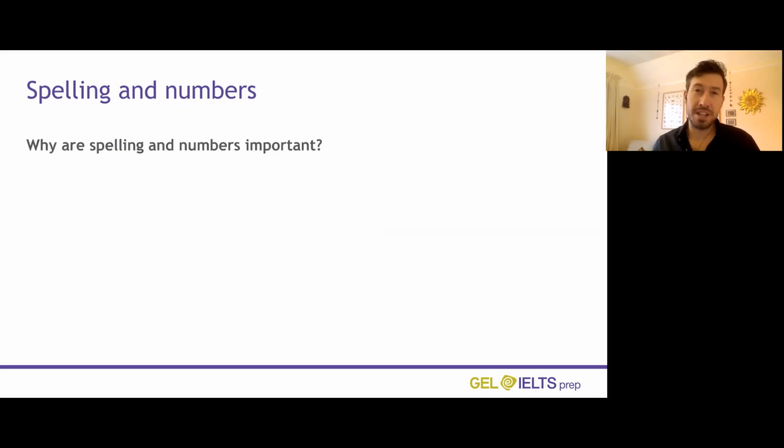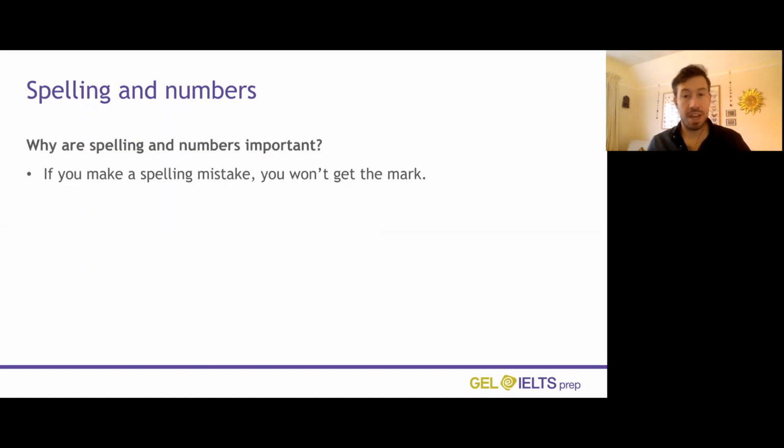So why are spelling and numbers important? Well, this is kind of key. If you make a spelling mistake, you won't get the mark. You'll lose the mark if you spell something incorrectly. So it's really important to be able to spell things correctly in the IELTS.